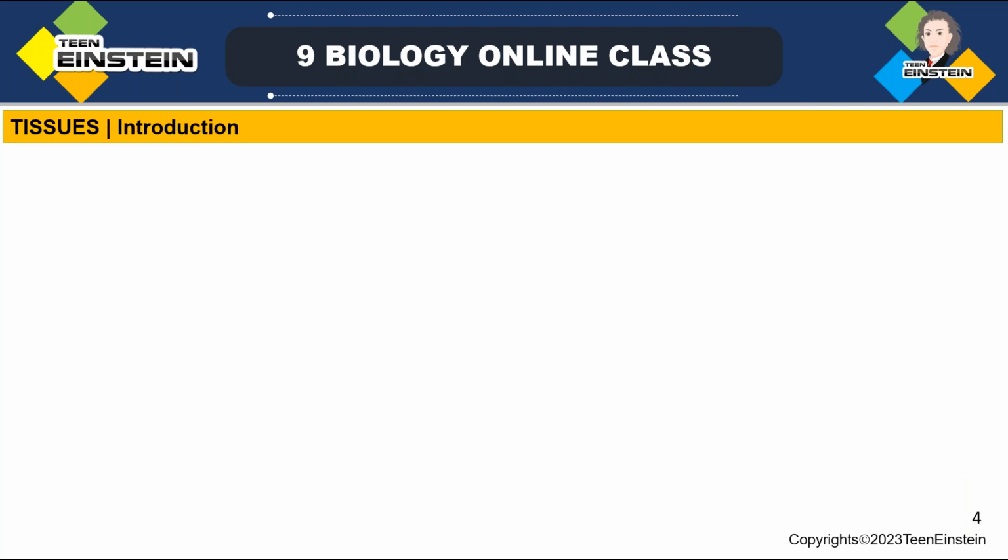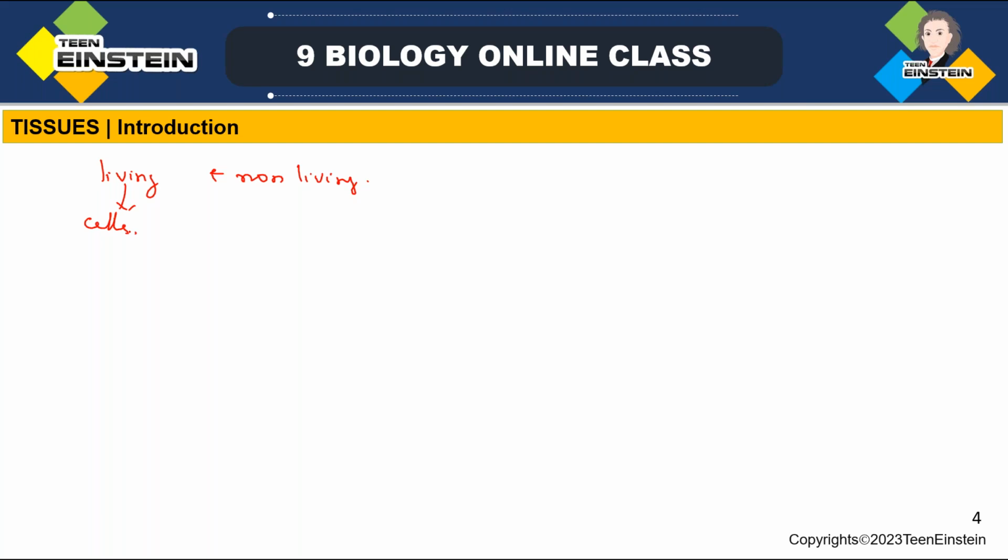Okay, so you know that in the previous chapter we have learned that organisms are there, living and non-living. Living things are there, non-living things are there, right? So the living things, we have learned, they are made up of what? They are made up of cells, right? So all living organisms are made up of cells, that we have learned.